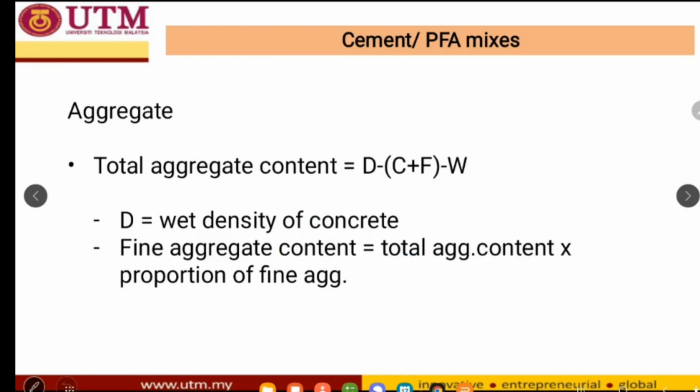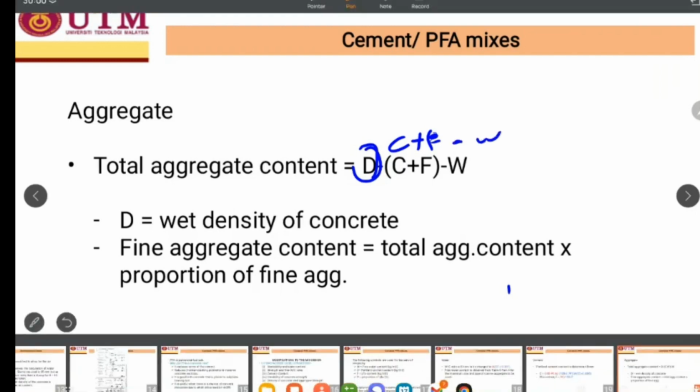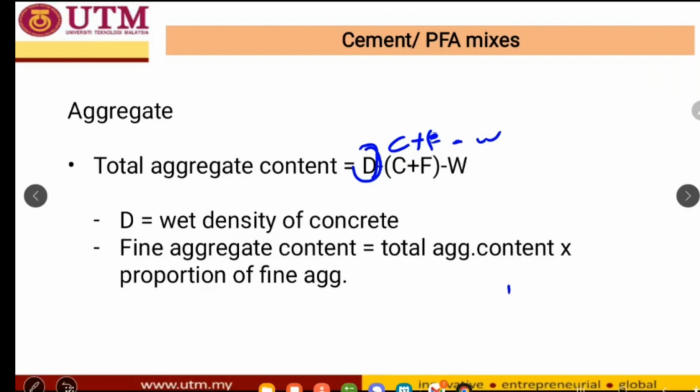Meanwhile, for the aggregate, total aggregate content is the density of the concrete minus the cement plus F, which is the cement plus the PFA, minus the water. Okay, so D is the wet density of the concrete, and then fine aggregate content is the total aggregate content times the proportions of the fine aggregate.